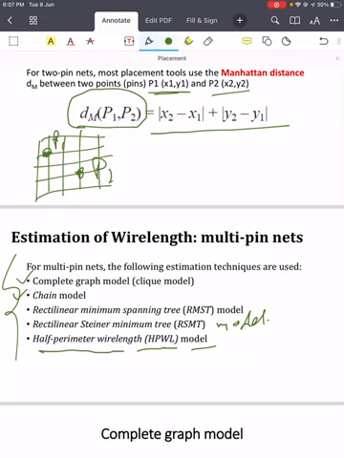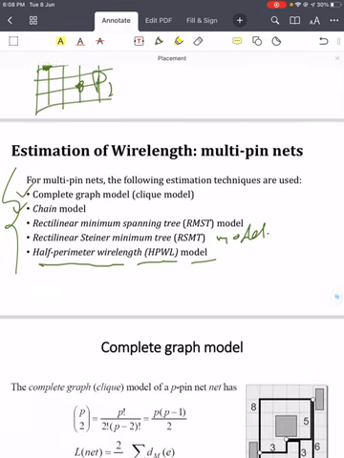Now we can understand why this is important. This wire length estimation is important because only then can we define the cost function, because the estimated wire length has to be minimized. So this wire length estimation technique will be a function in your optimization algorithm. If you use any one of these models, you are going to solve the placement problem using an optimization algorithm.